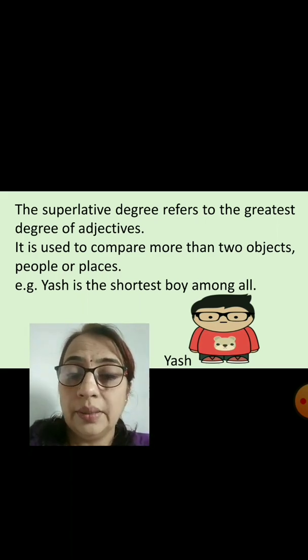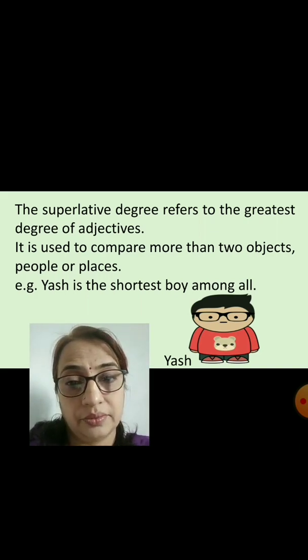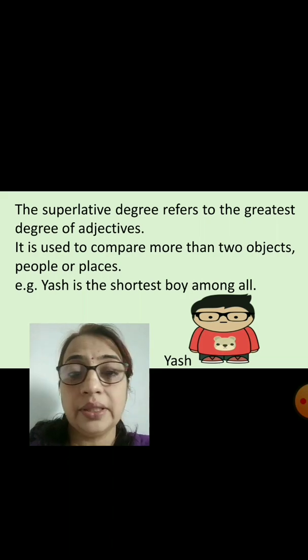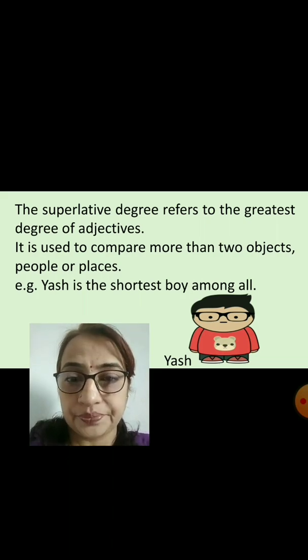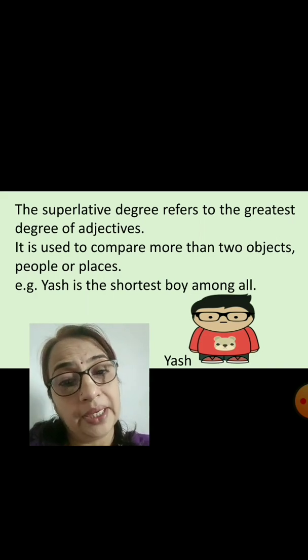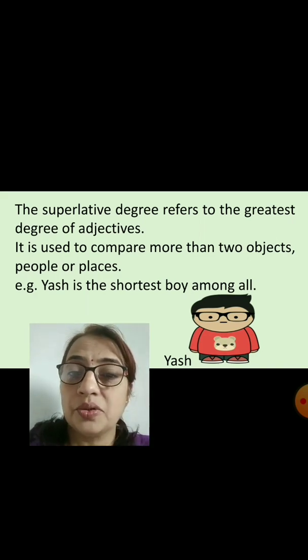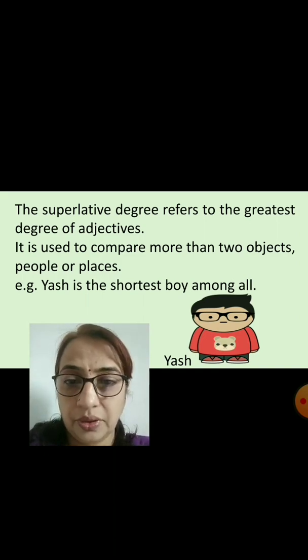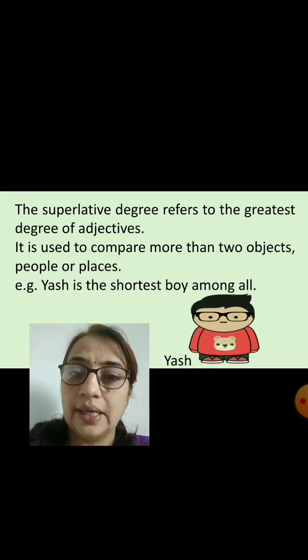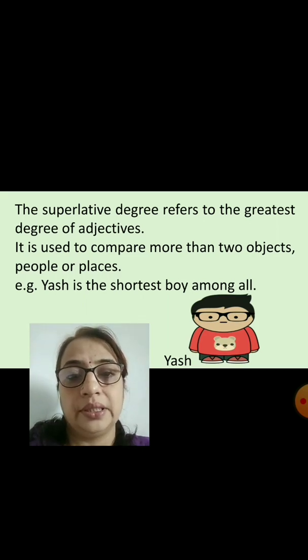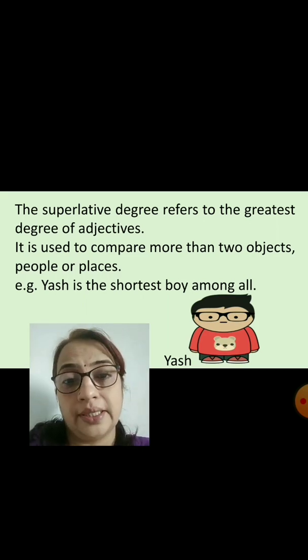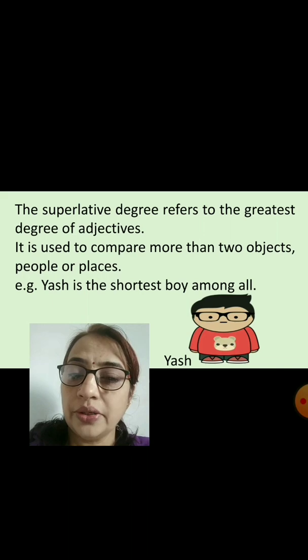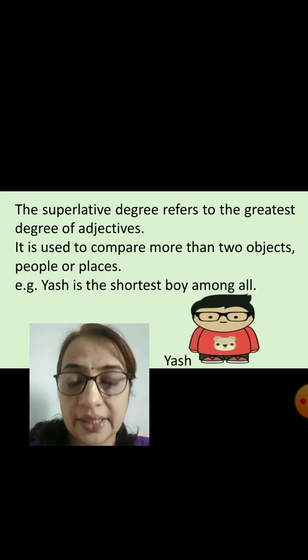So the positive degree we use in the first sentence, short. John is a short boy. We are not comparing anyone with John. In comparative degree, we compare the height of John with Tom. So we said Tom is shorter than John. Okay, so short, shorter. And now here in superlative degree, Yash is the shortest boy. So short, shorter, shortest.